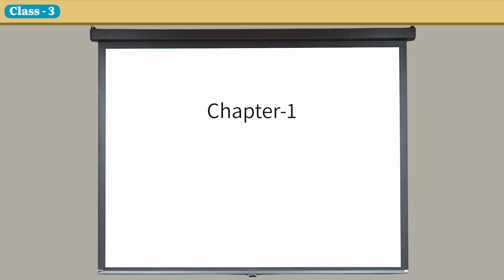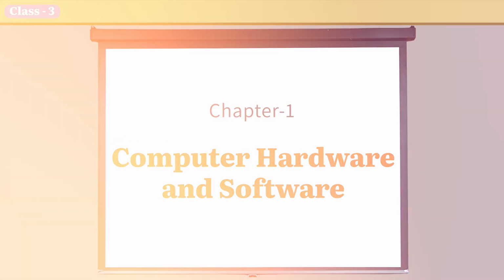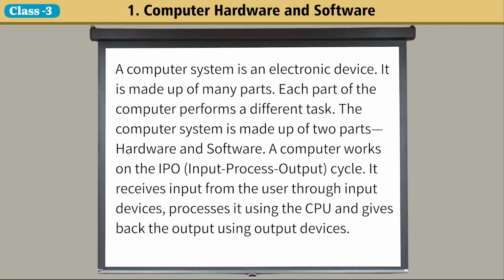Chapter 1. Computer Hardware and Software. A computer system is an electronic device. It is made up of many parts. Each part of the computer performs a different task. The computer system is made up of two parts, hardware and software.